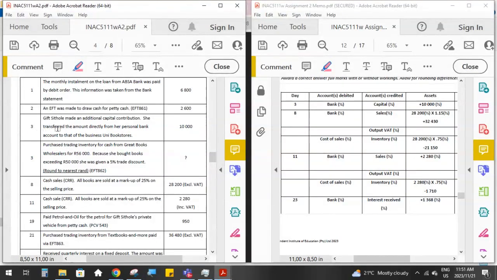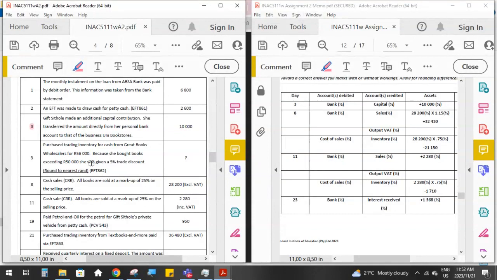The first one on the 3rd, Gift made an additional capital contribution. So that means money was paid into the business's bank account. So that is a receipt. This transaction here on the 3rd, our business purchased trading inventory from another company. So we paid that money to somebody else. That is not a receipt. That is a purchase.